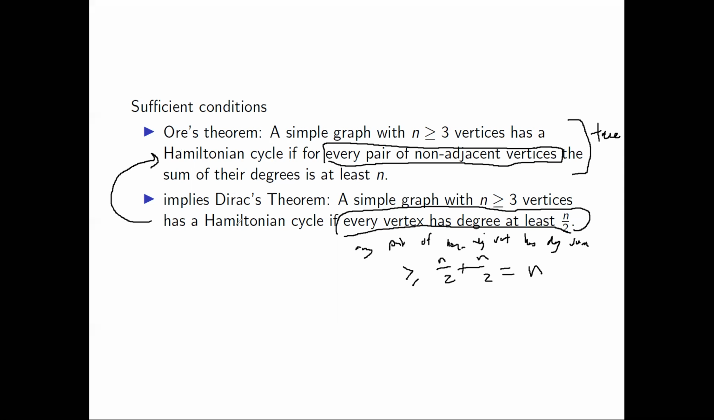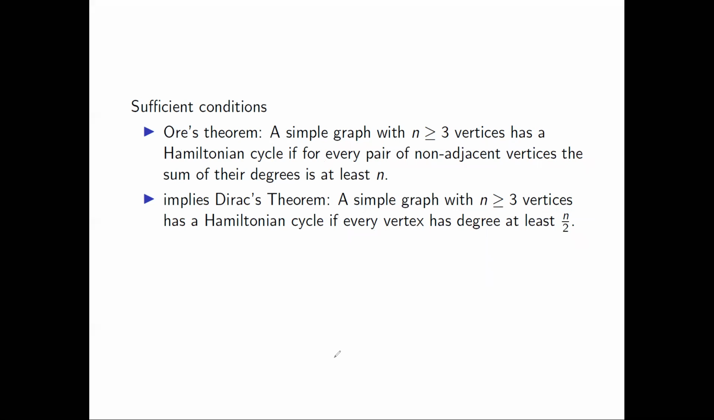So Dirac's theorem is an immediate consequence of Ore's theorem, and they're actually both a consequence of an even deeper theorem. And we're going to talk about that theorem, and we're going to prove it. So we're not going to prove these two. We're going to prove a generalization of them both, and they'll both be implied by the next one. And we'll talk about why they are implied by the next one.